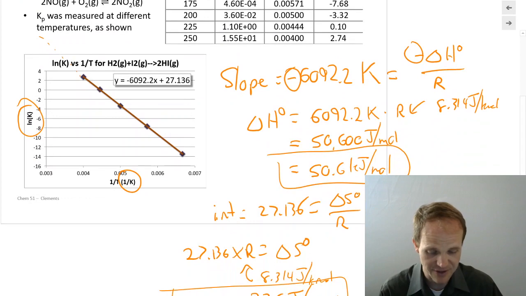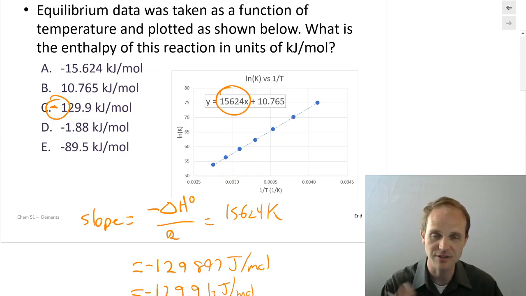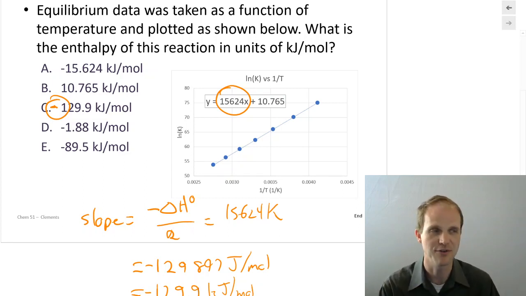Just like in the first problem, because I had a negative slope, I ended up with a positive delta H. The opposite has got to happen. So I get to look a little bit like an idiot, but you get to learn how important it is to be careful with your signs. All right, have a great day. Thanks for listening.